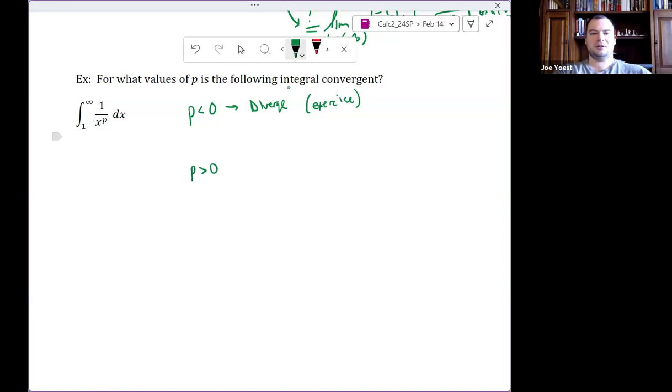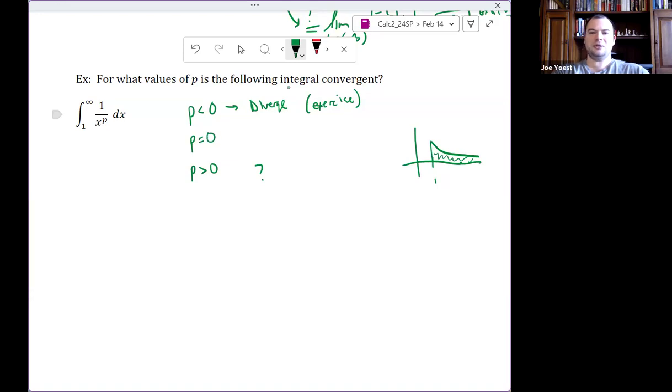P bigger than 0, we have some powers of x kind of left on the bottom, so to speak. So we have like a 1 over x, 1 over x squared, something like that. This seems like the kind of integral that could converge.